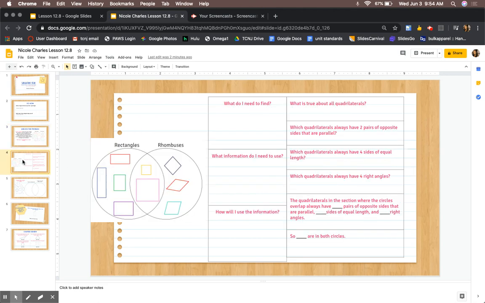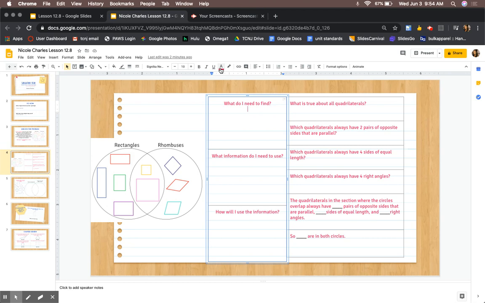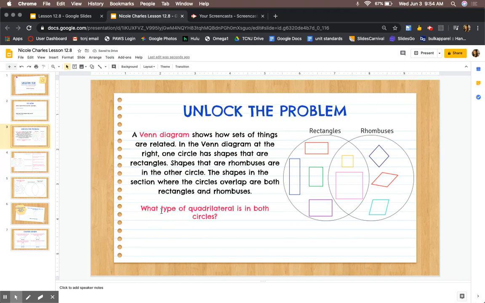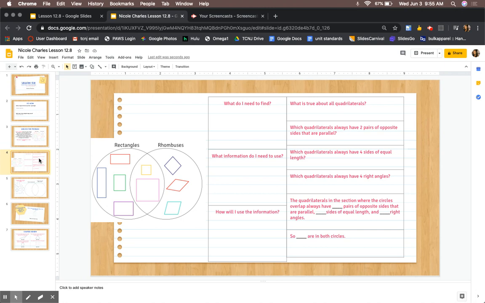So now we're going to be unlocking this problem and pulling out all the information that we need. So first off, what do I need to find? So we have to ask ourselves, what are we being asked? So if we go back to here, it says what type of quadrilateral is in both circles. So that's what we're going to write.